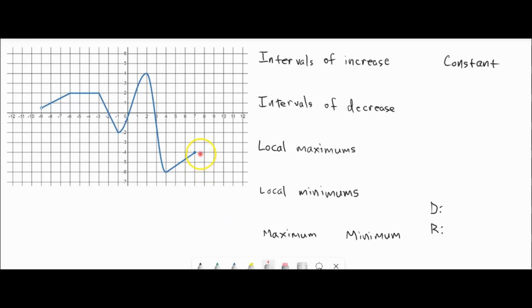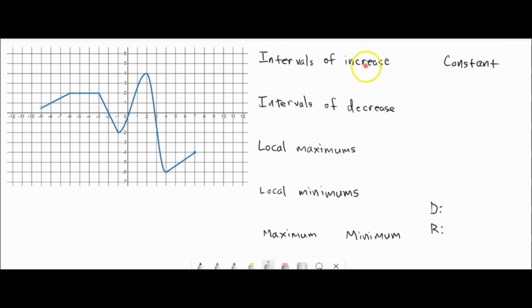Okay, so what we're going to do here is identify what are called the intervals of increase and the intervals of decrease. And then we can also put along with that intervals where the graph is constant. And so we would be referring to this as the function f of x or g of x or something like that. And then we're also going to identify what are called local maximums, local minimums, and then what could be called the absolute maximum, the absolute minimum, and then the domain and the range.